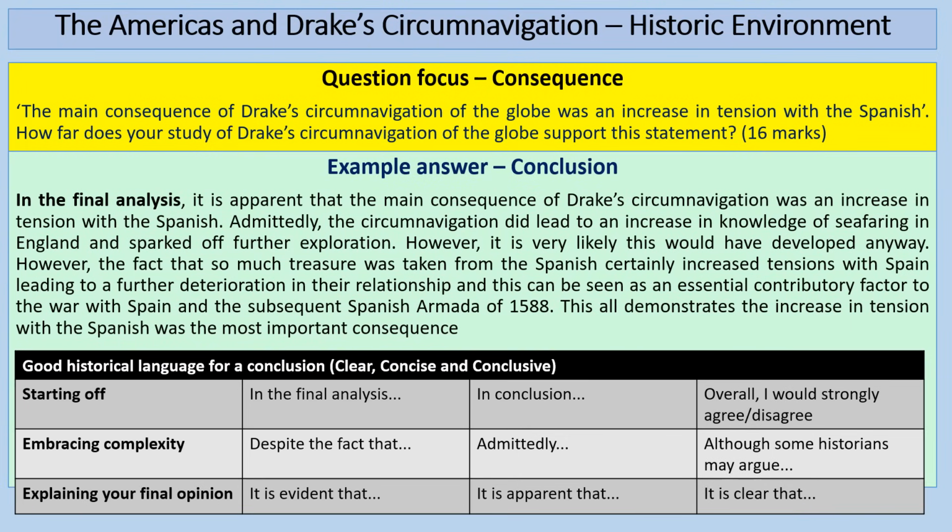In the final analysis, it is apparent the main consequence of Drake's circumnavigation was an increase in tension with the Spanish. Admittedly, the circumnavigation did lead to an increase in knowledge of seafaring in England and sparked off further exploration. However, it's very likely this would have been developed anyway. However, the fact that so much treasure was taken from the Spanish certainly increased tensions with Spain, leading to a further deterioration in their relationship. And this can be seen as an essential contributory factor to the war with Spain and the subsequent Spanish Armada of 1588. This all demonstrates the increase in tension with the Spanish was the most important consequence.